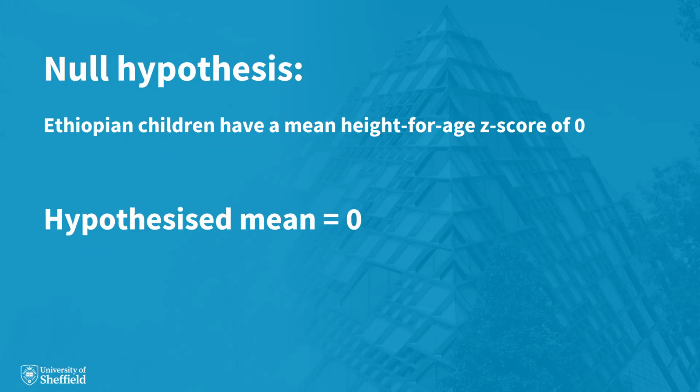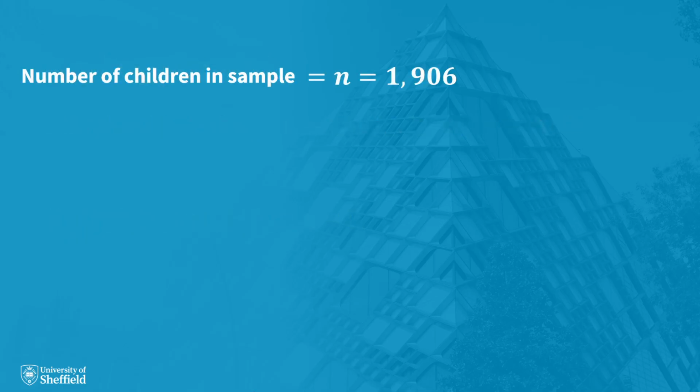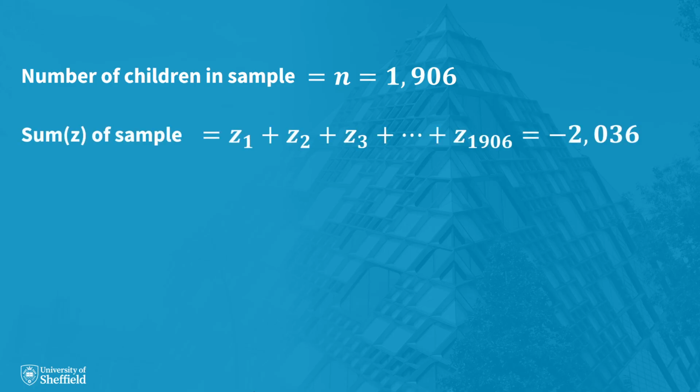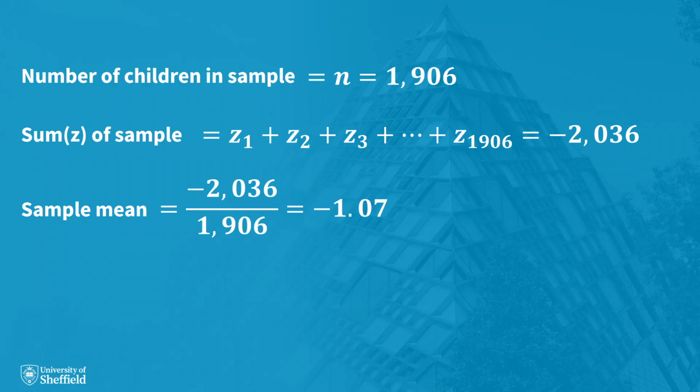We can now calculate the mean of our Ethiopian sample using the Young Lives data as before. We call this the sample mean. Recall that we have 1,906 children in our sample. If we add all the z-scores together, we get a total of about minus 2,036. We divide this by 1,906 and get a mean z-score of minus 1.07.